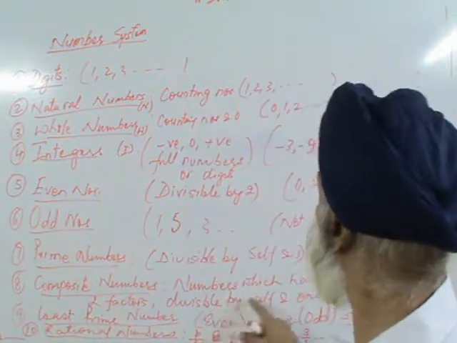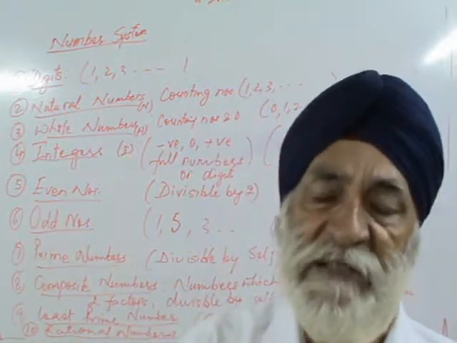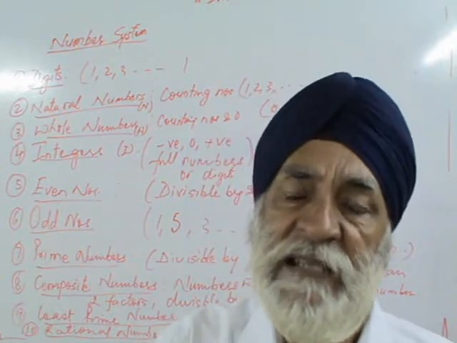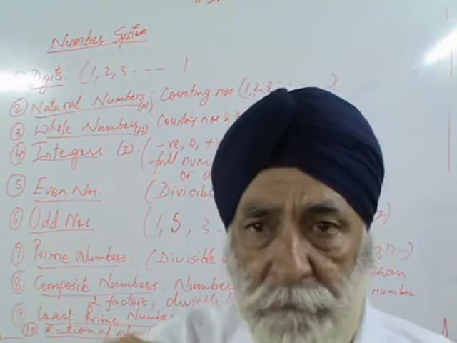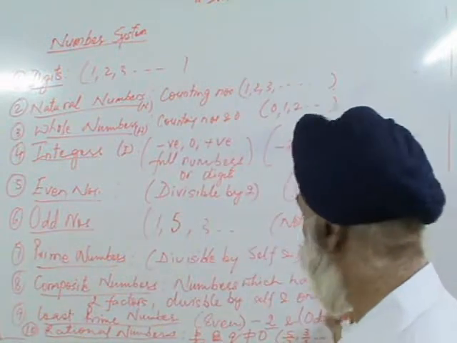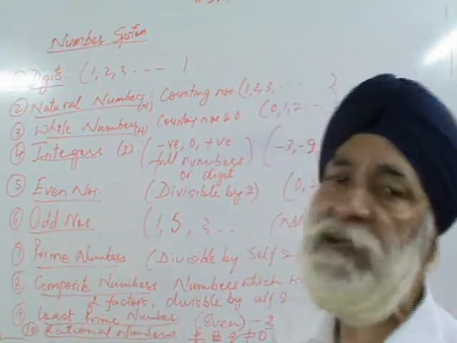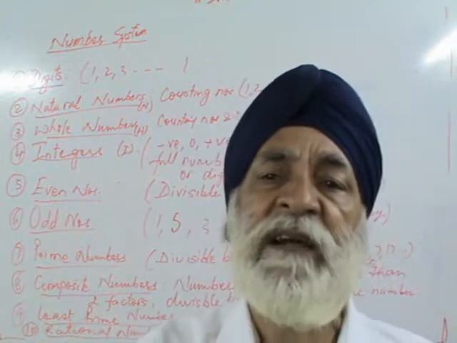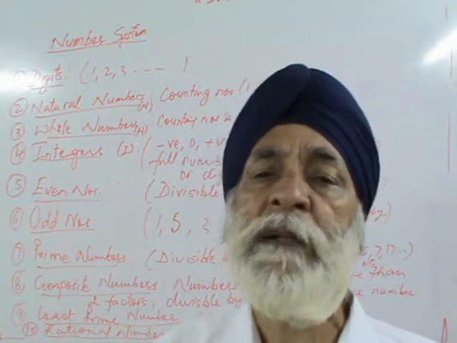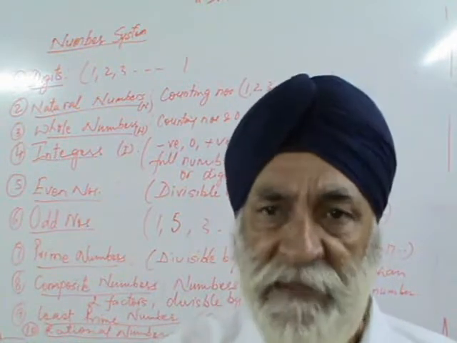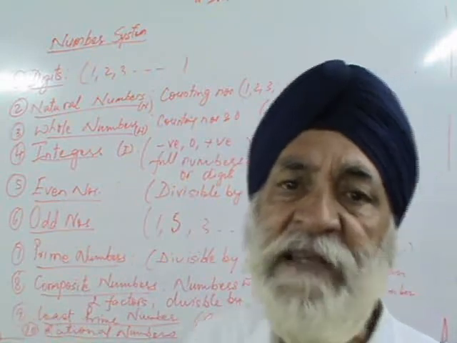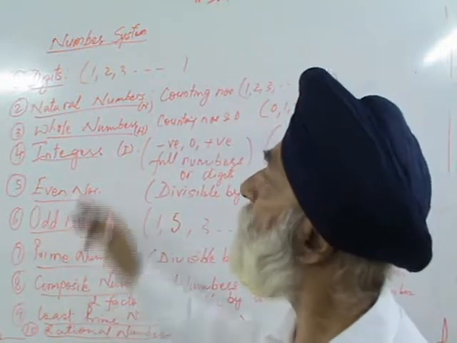Composite numbers are numbers which have more than 2 factors. Factors means parts of it. So that is divisible by itself, by 1, and by other numbers, which could be prime or non-prime. Okay. Then the least prime number. There is only one even prime number and that has the least value, which is 2. The rest of all prime numbers are odd numbers, that is, they are not divisible by 2, and the least in that case is 3. Okay, I will explain some more about the numbers and their system.